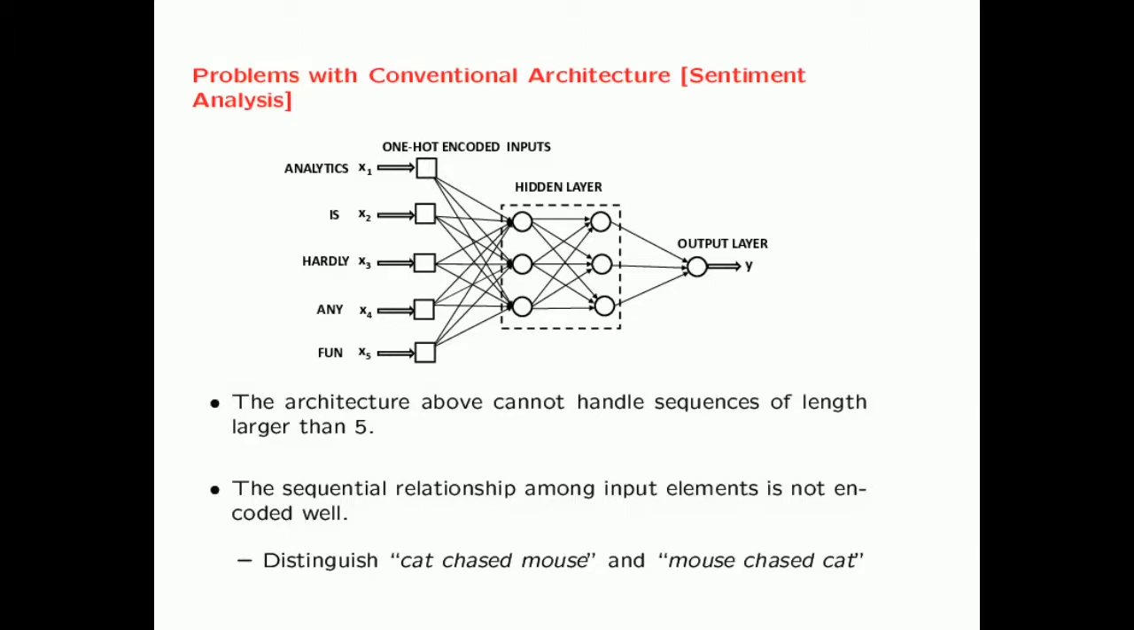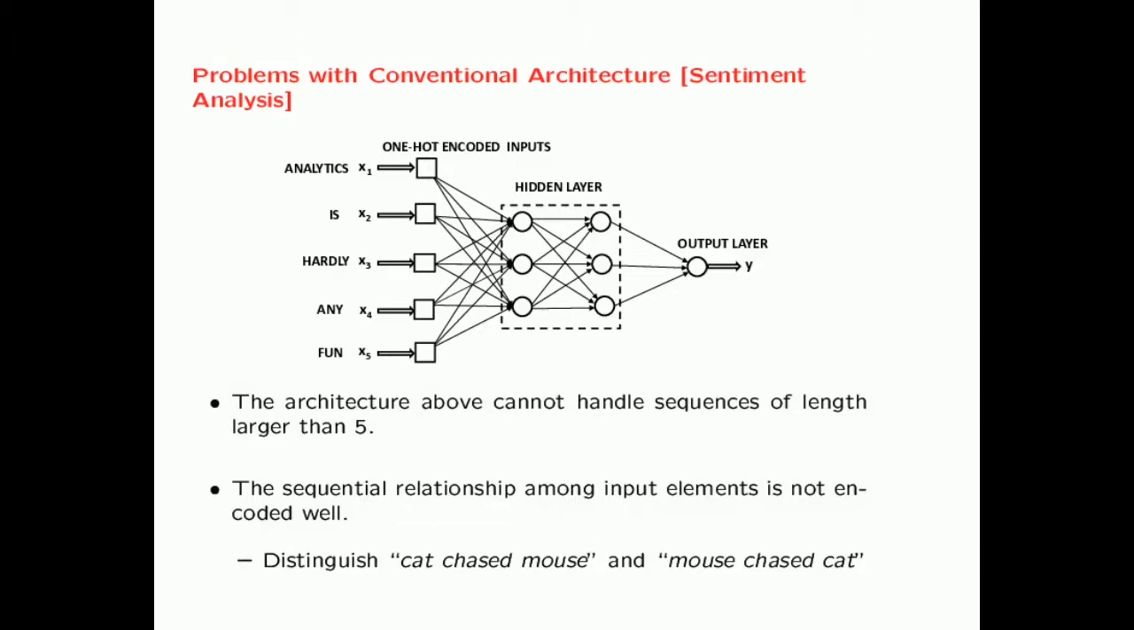Here you note that I have denoted a rectangle for the inputs because it's a vector-centric architecture. The circles correspond to scalars and the rectangles correspond to vectors. So the input is a one-hot encoded vector telling which word in the lexicon is the first set of dimensions, then you have the second set of dimensions, and so on. And the output, of course, is a sentiment. So here the sentence is "analytics is hardly any fun". So presumably it's a negative sentiment. Let's say it's a binary classification problem where you're trying to find positive and negative sentiments.